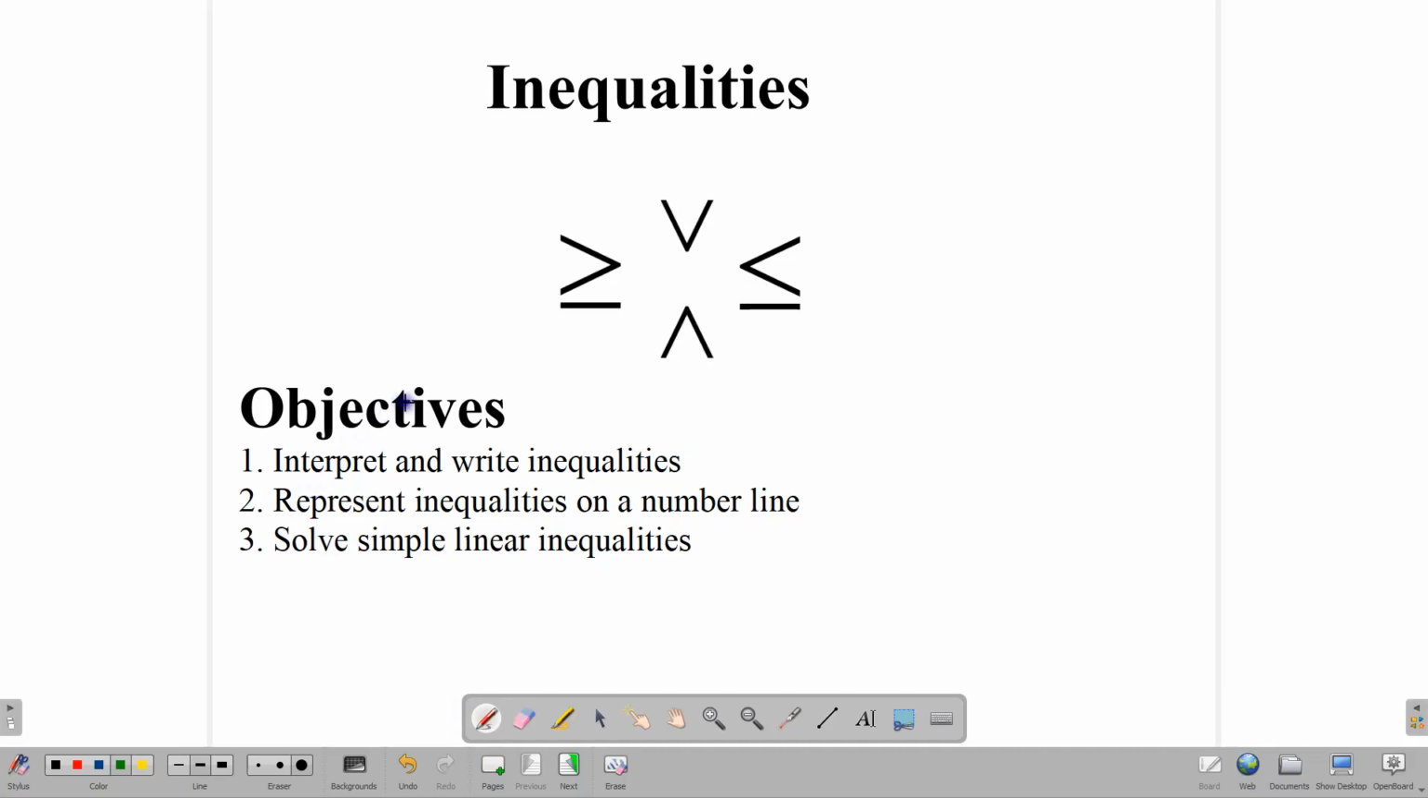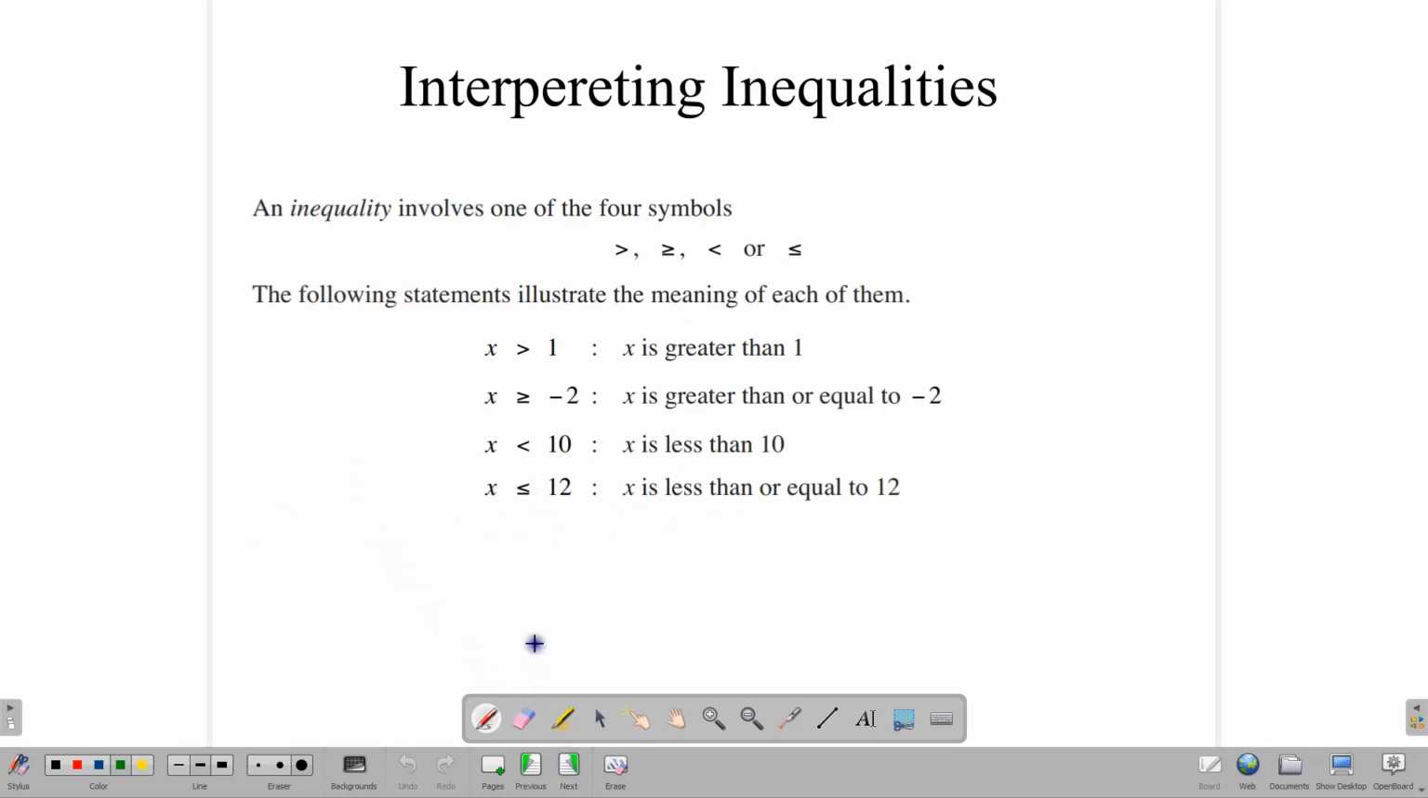Today we're going to be spending some time talking about inequalities. Our objectives for today are to interpret and write inequalities, to represent inequalities on a number line, and to solve simple linear inequalities. First up, we're going to talk a little bit about what inequalities are, how to interpret them.